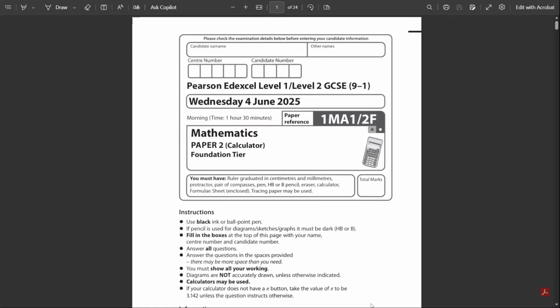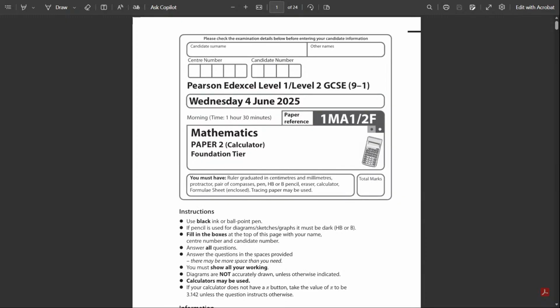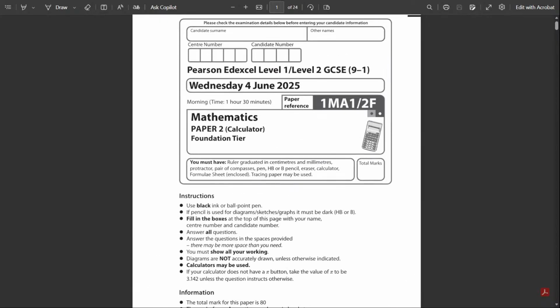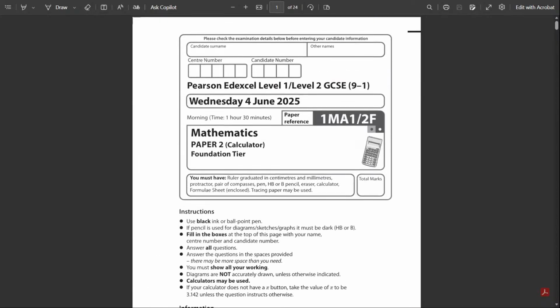We're going to look through this foundation paper, that's paper 2, which you're going to be sitting on Friday. It's not long to go, but it's going to be an easy paper compared to the non-calculator one, because you have access to the calculator and there's a lot of things you can do with it. So make sure when you start this paper, you have your calculator at hand.